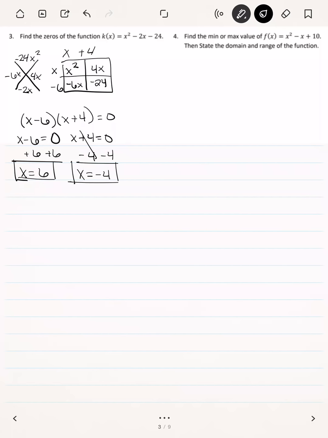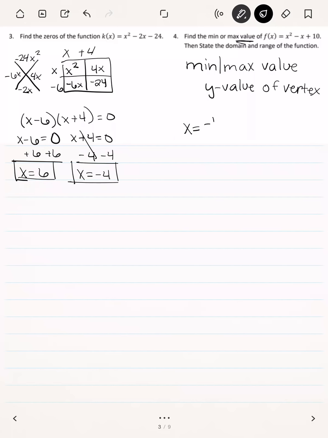Number 4 says find the min or max value, keyword value, of f of x equals x squared minus x plus 10. Then state the domain and the range of the function. So to first find the min or max value, that is the y value of the vertex. It's that highest or the lowest point. So in order to do that, first I have to find the x value of the vertex.